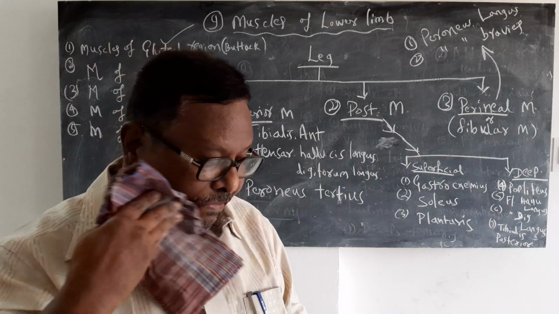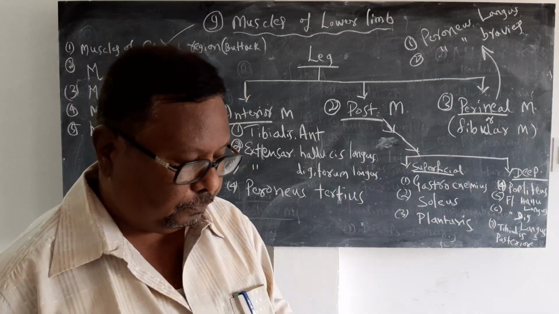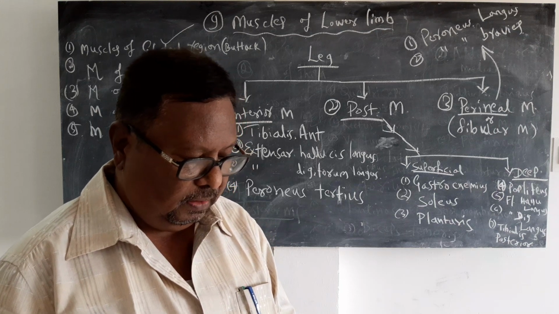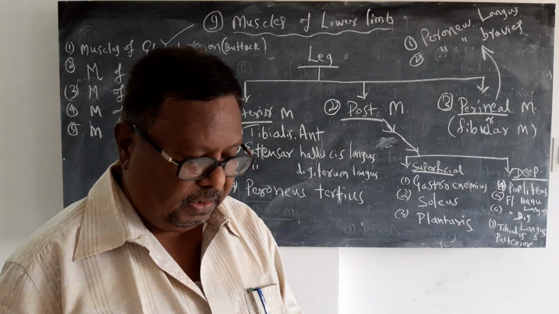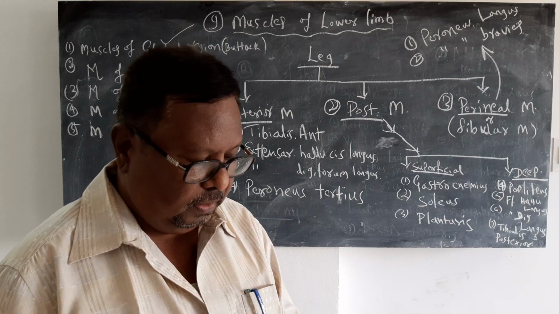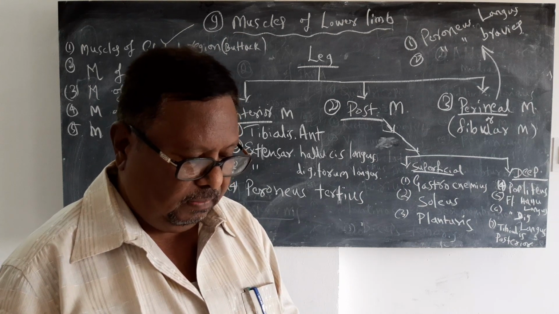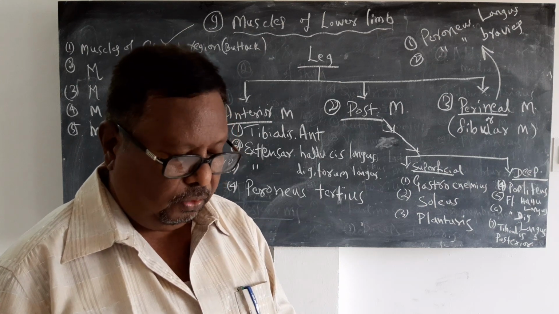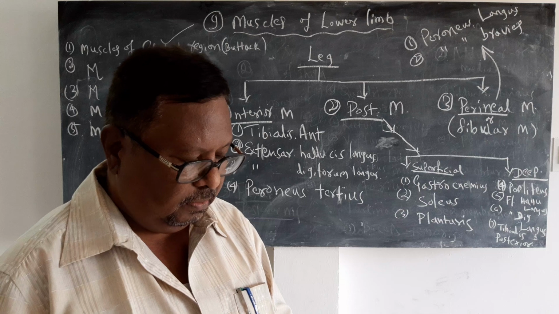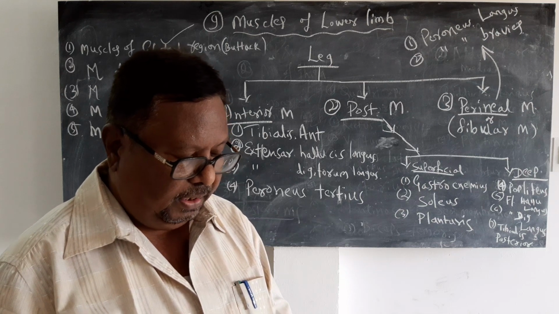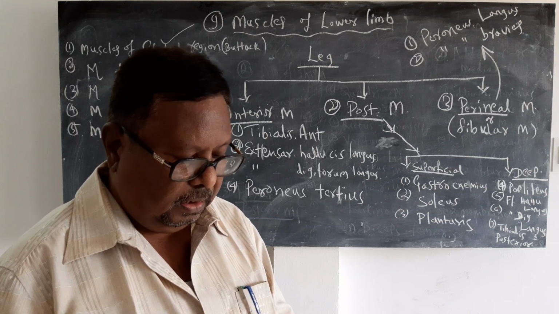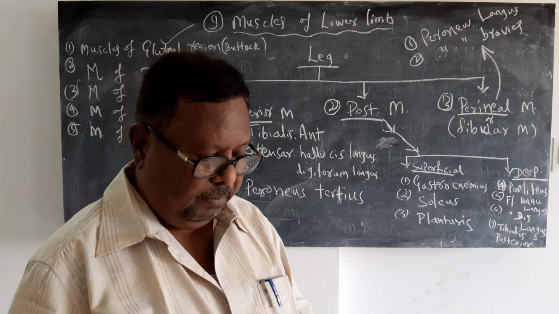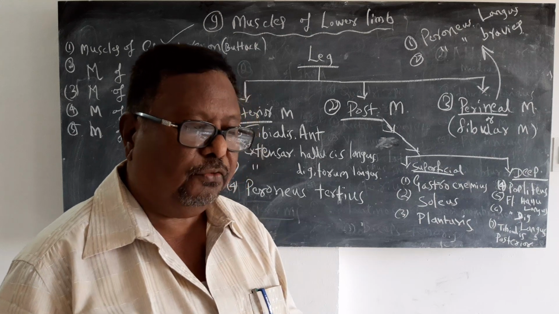Coming to the Flexor Digitorum Longus, it takes its origin from the posterior surface of the tibia. Insertion: the muscle ends in a tendon which divides into 4 slips and attaches to the plantar surface of the distal phalanx of the 4 digits. Action: it plantar flexes the lateral 4 toes and the ankle joint. It helps in maintaining the medial longitudinal arch of the foot.